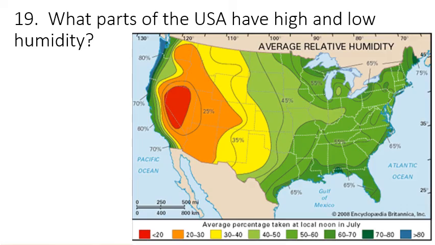Now, what parts of the country have high humidity and what parts have low? We have low humidity in the west, and we have high humidity in the southeast, which you knew about the southeast. You know it's very hot and humid here. You've heard that expression before.